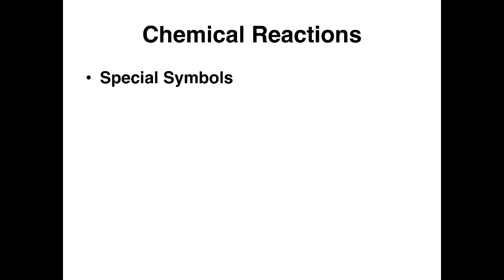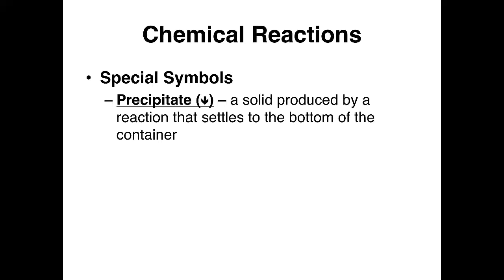Now there are some special symbols that can be used to show special things that have occurred during the process of chemical reactions. For example, if you have a liquid and you pour another liquid in it, but a solid is formed, that's called a precipitate. It's a solid that's produced by a reaction that settles into the bottom of the container, and that can be shown by putting a little downward arrow beside the chemical compound that represents the solid.